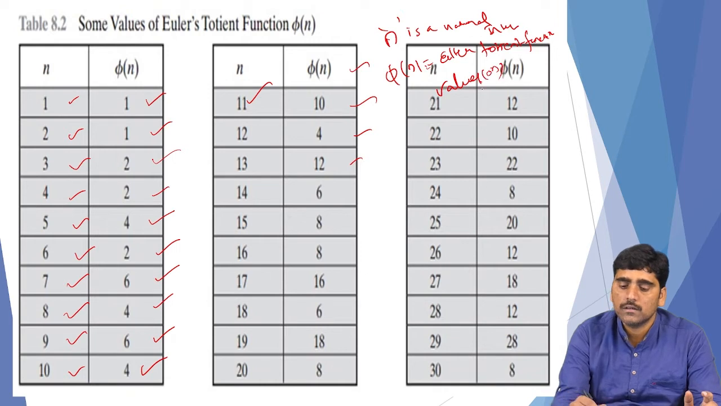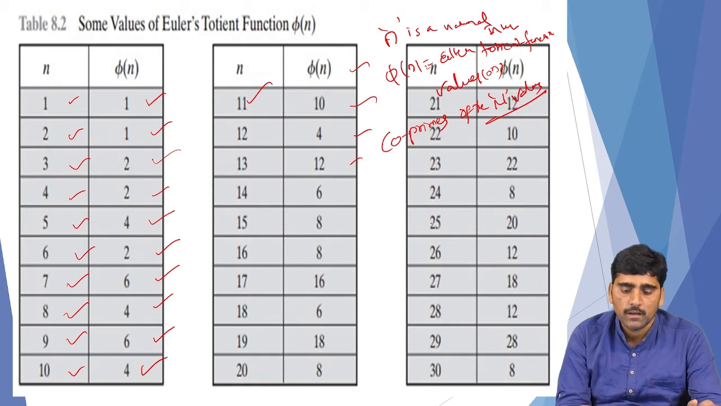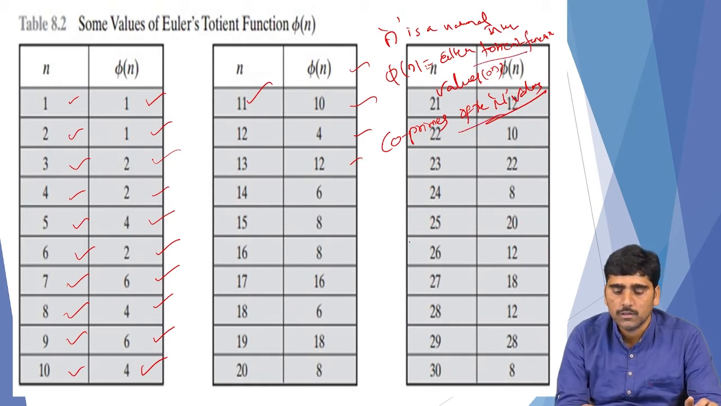Or you can say the coprimes of the n values. You can say it any way. So coprimes of the n values, or you can say the Euler totient function values. So this goes all the way up to 31. Up to 30 you can see all the different types.